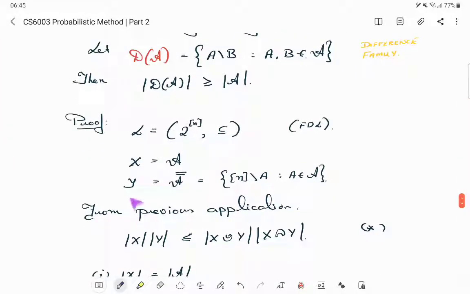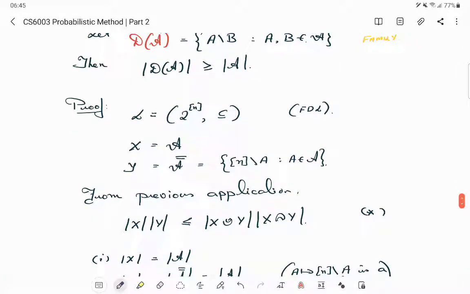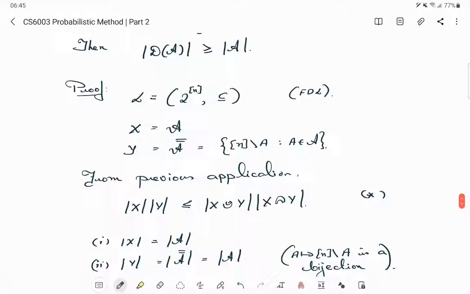Now from the previous application we know that this product inequality is true, right? This time I replace the pairwise join with the pairwise union, but since we are in the power set case, it's the same. Now what would be the cardinality of X? Just because X is the family A, it is the cardinality of A. Cardinality of Y, also a minute's thought will convince you that it is the same as the cardinality of A, because this pointwise complement has exactly the same number of elements as the original family, right?